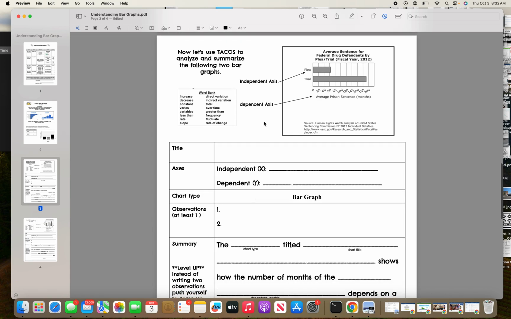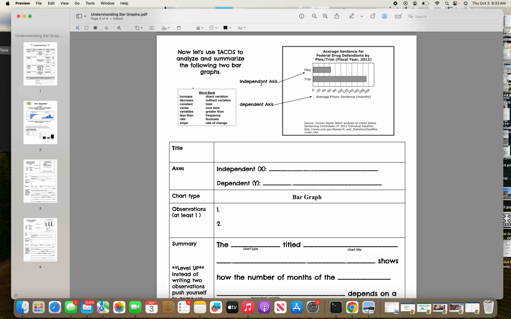All right, so now that we've created a bar graph, let's go ahead and interpret a bar graph. We're going to analyze a bar graph, all right? Before we do anything, let's take note of the title, average sentence for federal drug defendants by plea or trial, okay? So this is talking about how much time people spent in prison based on whether they pleaded guilty or went to trial.